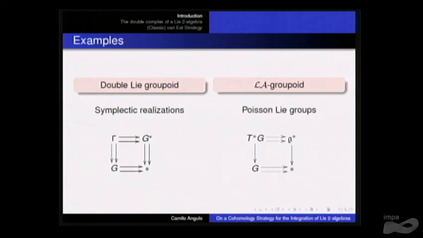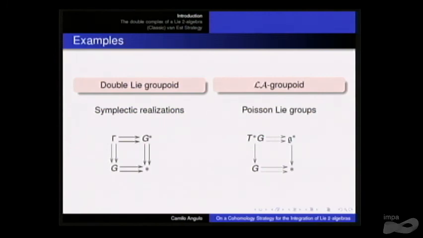Now there is this thing that if you start off with a Poisson Lie group, well, the cotangent groupoid inherits the structure of an LA groupoid. So there's a Lie algebroid structure here because the thing is a Poisson manifold, and the fact that the Poisson structure is multiplicative induces a Lie algebra structure on the dual. And that makes this object into an LA groupoid.